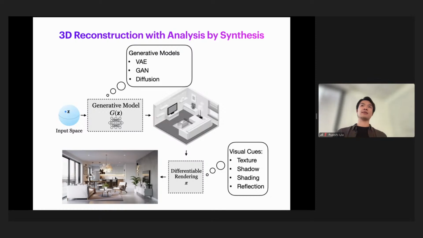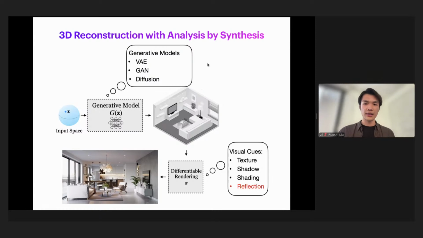Because the whole process is differentiable, you could basically backpropagate your gradients from here all the way to the input space of your generative models, right? So you're basically trying to optimize in your input space, and when your rendered image is close enough to the observation, you obtain a reconstruction of the 3D image. So that's the overall framework that I have in mind.